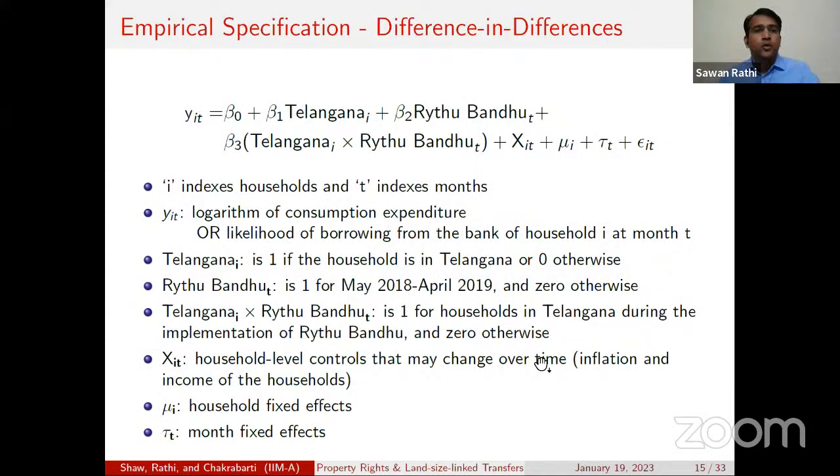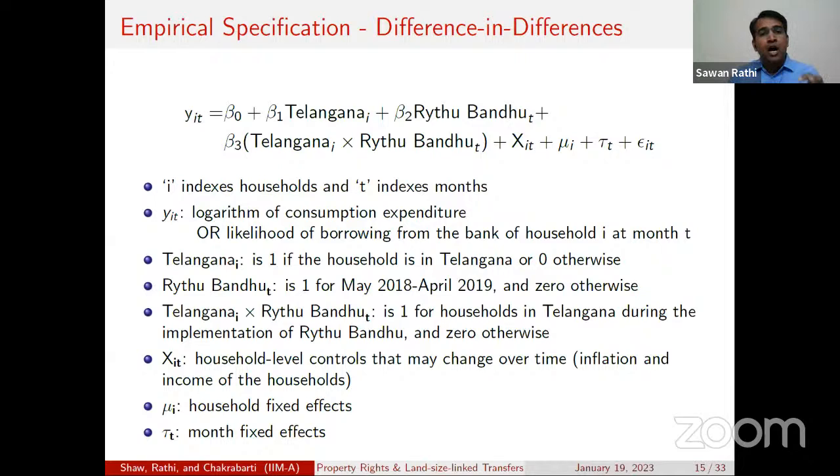Thank you, Abhishek. The empirical specification is pretty straightforward. We are following difference in differences. In the model you see, Y_it is the dependent variable, comprising two variables majorly: one is the logarithm of consumption expenditure, and the second is borrowing from bank. The i represents the household, as Abhishek said, since it is a household-level analysis, and t is the month we are looking at.